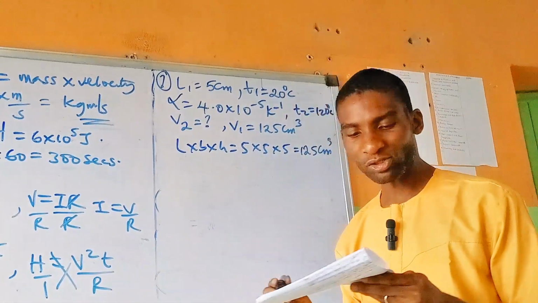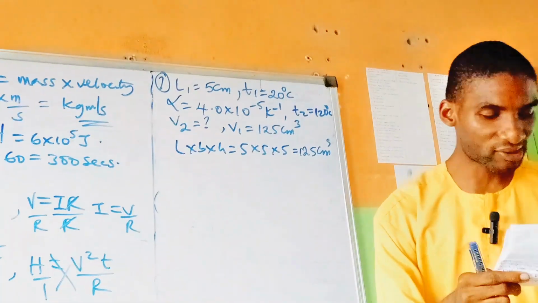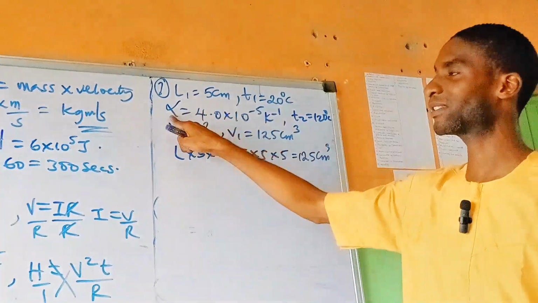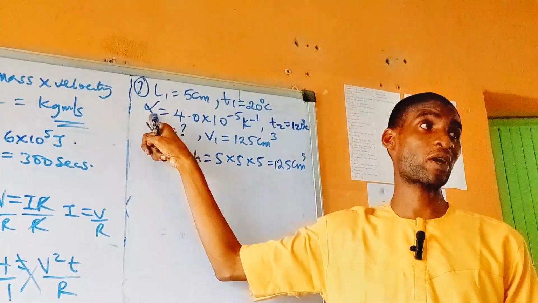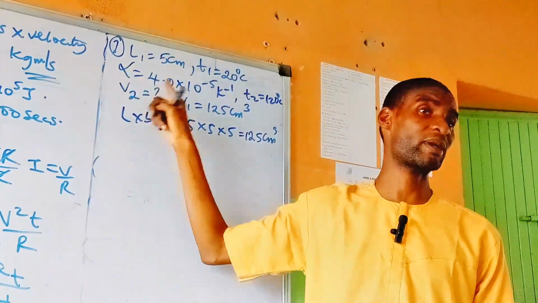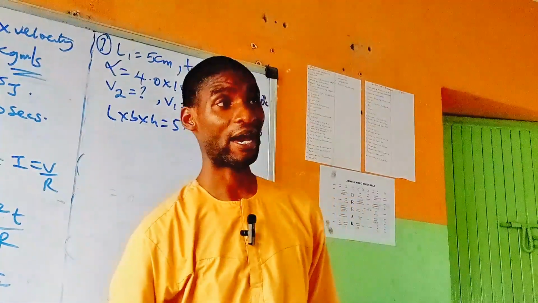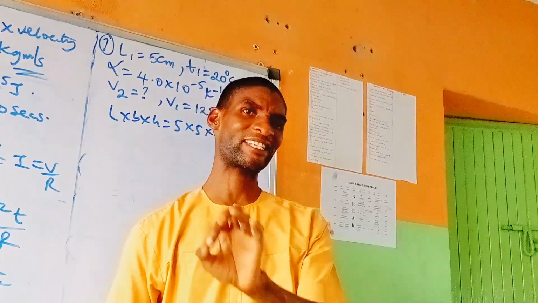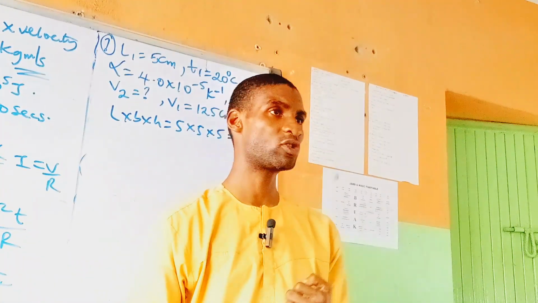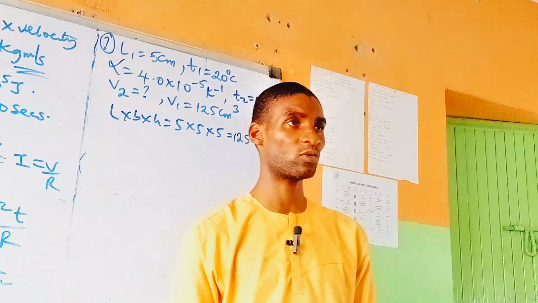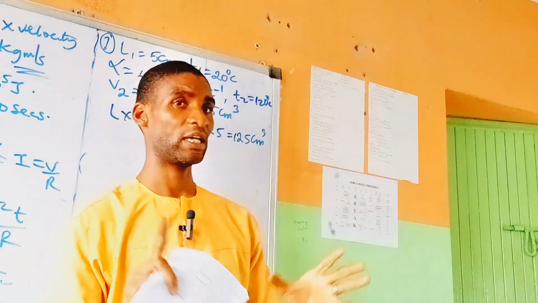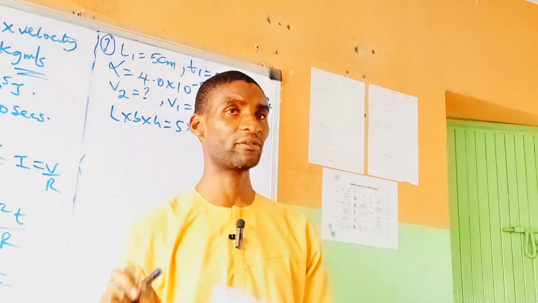And the question says you should find the new volume, but you were given linear expansivity. You cannot use linear expansivity alpha directly to calculate for cubic expansivity. Now, I have also done a video on expansivity. I did a video on linear expansivity, another on area expansivity, and another one on cubic expansivity. You can check the description to find the videos.